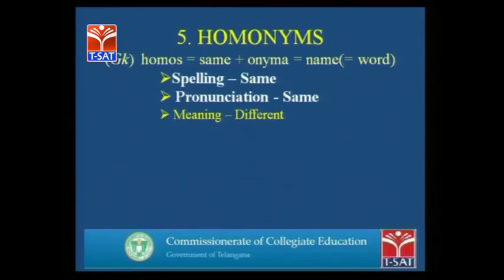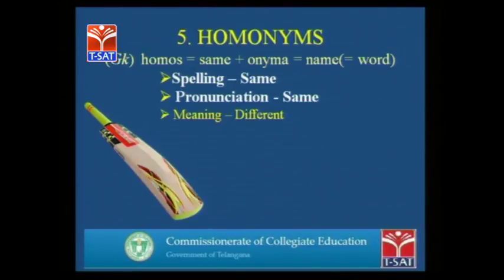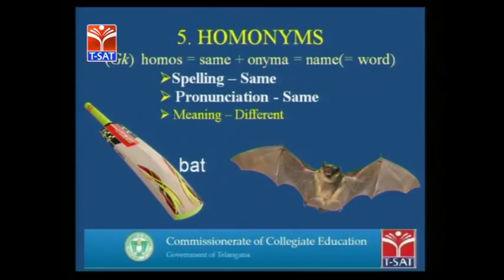For example, you look at this image. What is this image? Your favorite one? Yes, that is a bat, B-A-T, bat. And how about this? This also is a bat. What is the spelling? B-A-T, bat. Both these words have the same spelling. See, the spelling is same, pronunciation is same, and meaning is different. These are called homonyms.